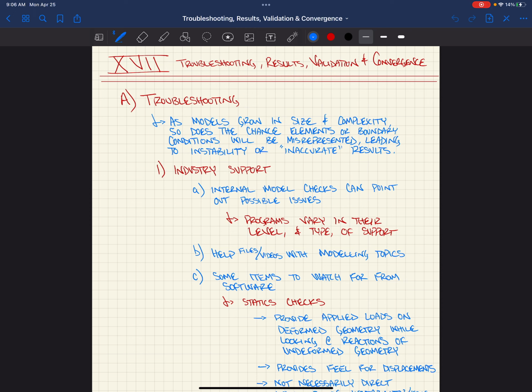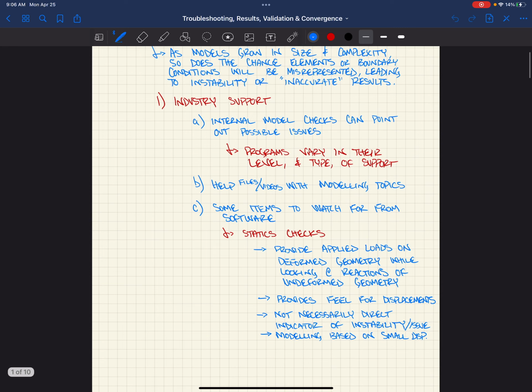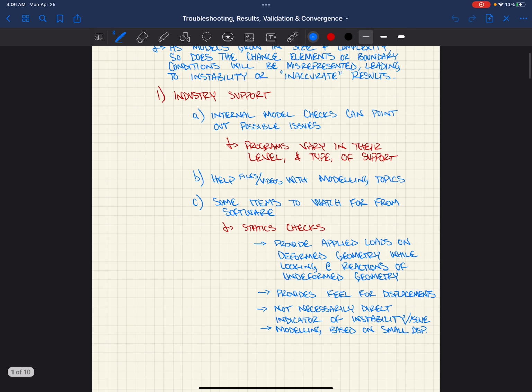So some items to watch for from the software is a statics check, right? What does a statics check do? Anybody know a statics check? Anybody use the statics check in VA?